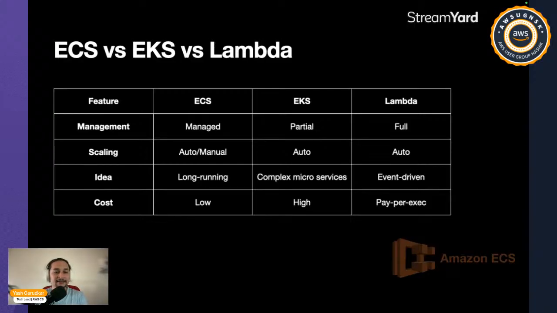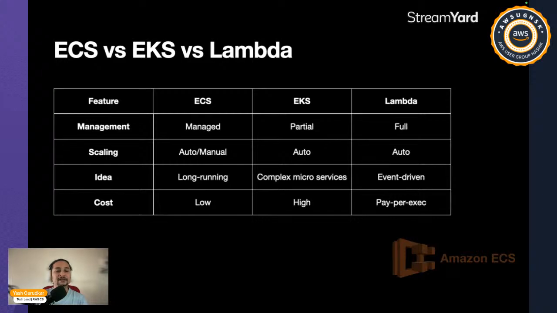Scaling, ECS can be automatically and manually scaled, because you can write a specific set of parameters that you need to scale your application in or out, and it gets deployed. EKS is automatic, and Lambda, again, it's automatic. It's completely scaled by AWS itself.